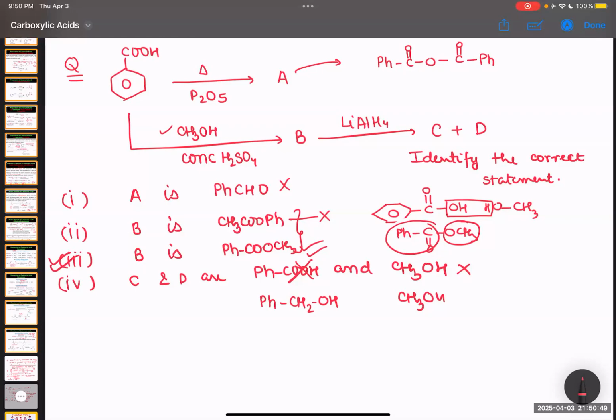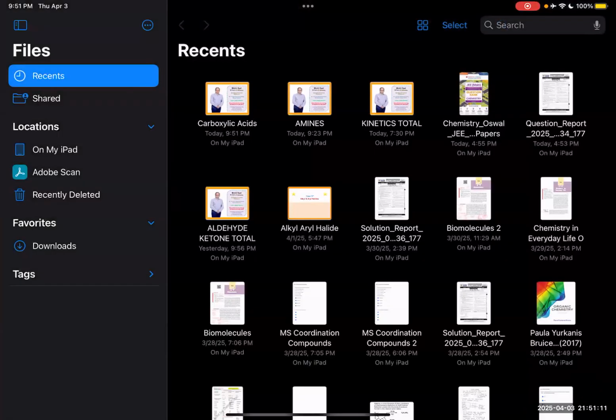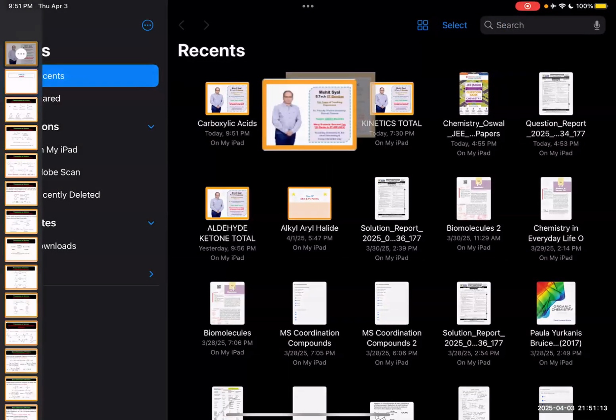So this is about carboxylic acids and their derivatives. A lot of simple questions are asked in this manner, and in every examination you will see a lot of such questions. I hope you will be able to do them. Okay, so let's move on to amines.